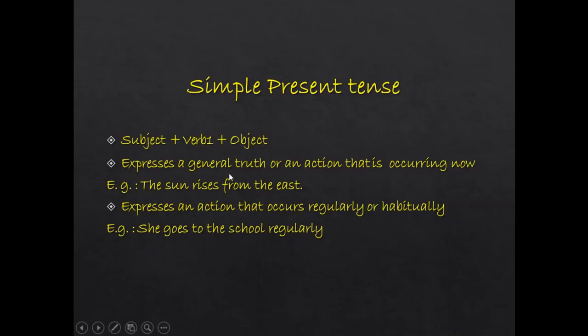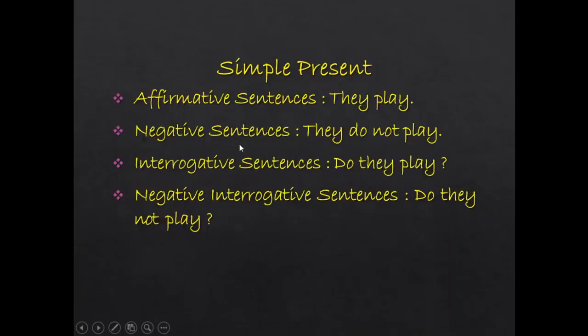For example, the sun rises from the east. It also expresses an action that occurs regularly or habitually. Example, she goes to the school regularly. In the simple present tense, the affirmative sentences, example, they play. Negative sentences, they do not play.